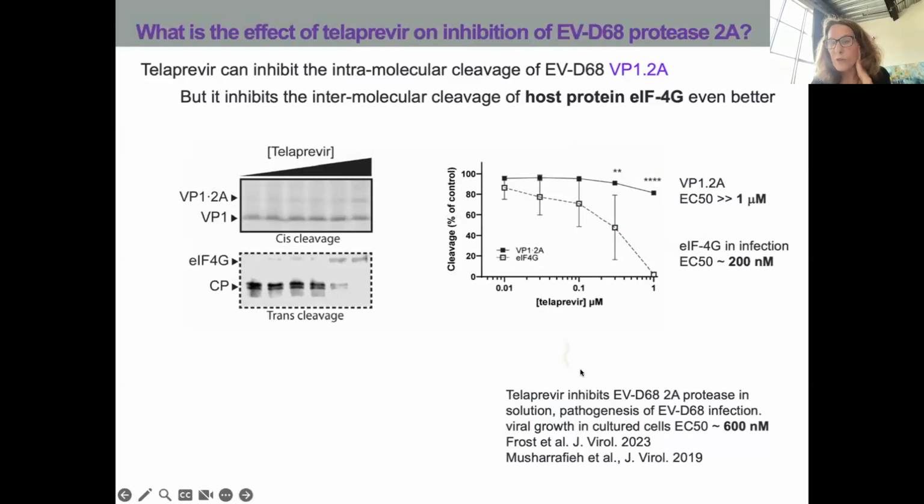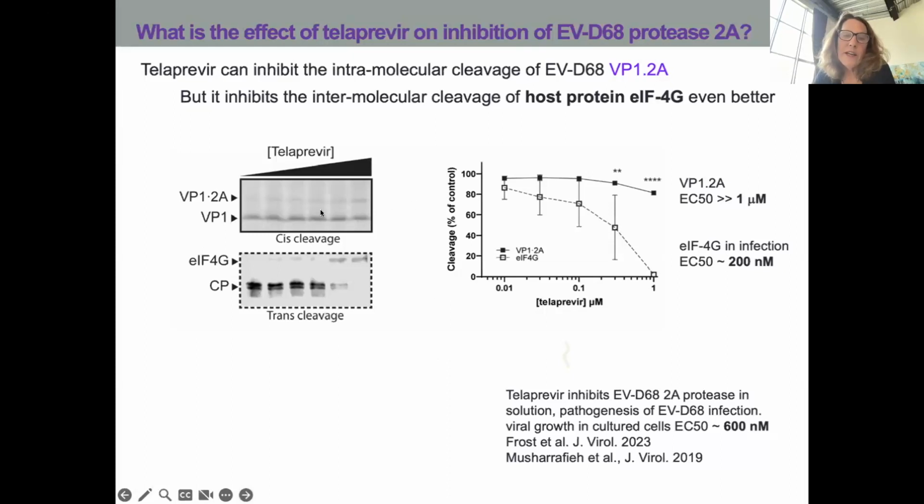So as you know, there are some really nice papers from Jun Wang's lab in which they've shown that telaprevir is a very effective inhibitor of enterovirus D68 growth. It also inhibits the protease of AViDD68. And so is that a direct correlate? What is the direct correlate of inhibiting viral growth? The cleavage of which substrate of 2A protease is inhibited?